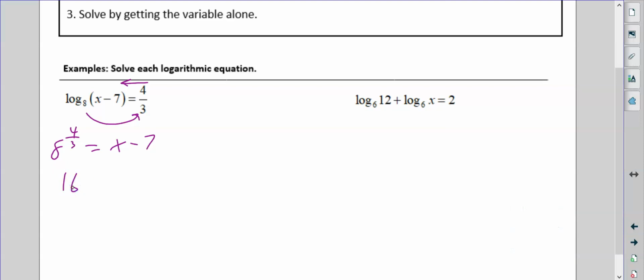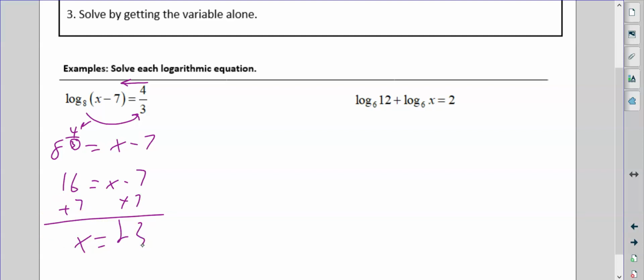Now, if you think about it, this means the cube root of 8. The cube root of 8 is 2, and then 2 to the 4th power is 16. If you can see it in your head, but even if you can, double check it in the calculator. Just make sure you didn't make a mistake. Maybe you did 2 cubed instead of 2 to the 4th. Equals x minus 7, and then it's just basic algebra. Add 7. X equals 23.